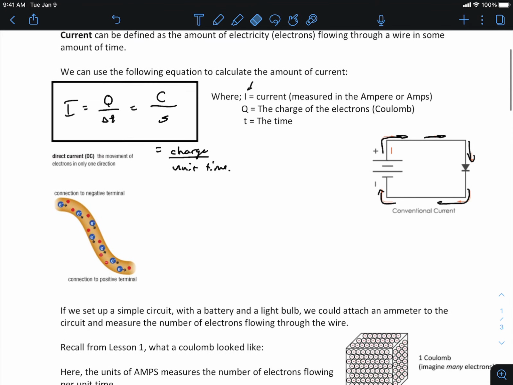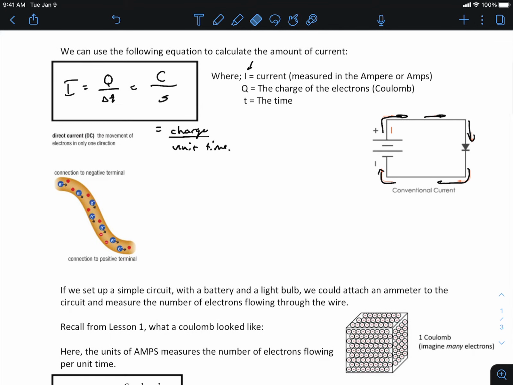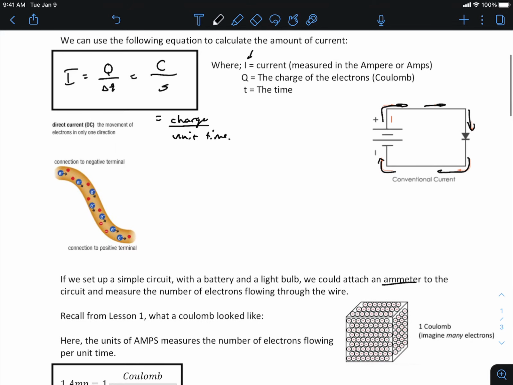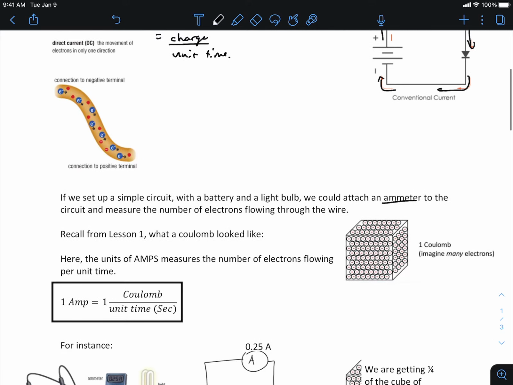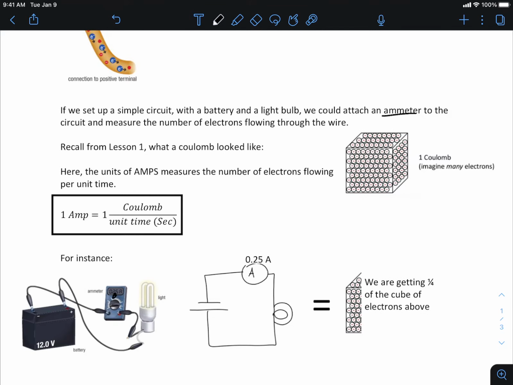Now I just want to revisit something. If we were to set up a simple circuit with a battery and a light bulb, we could attach an ammeter. An ammeter looks like the voltmeter that we saw this morning, and sometimes they are the same machine. You can change what you're actually measuring, whether voltage, resistance, or current. There's a little dial there that lets you pick what you're reading off.